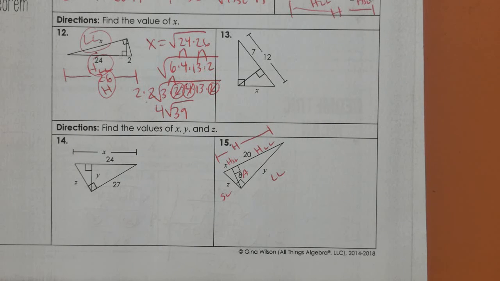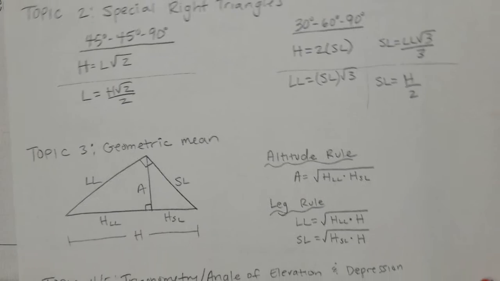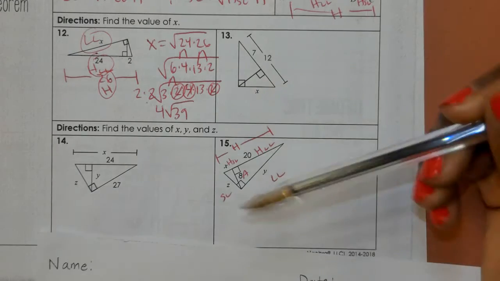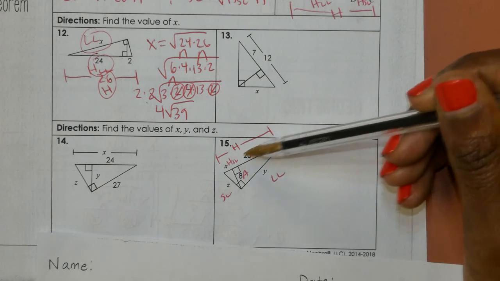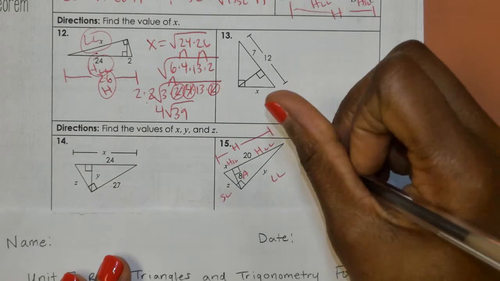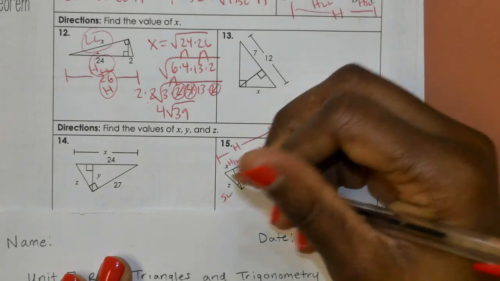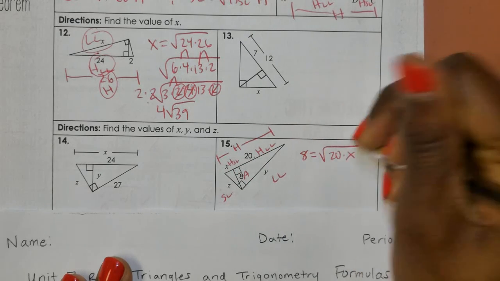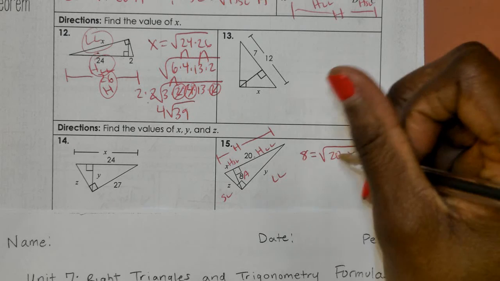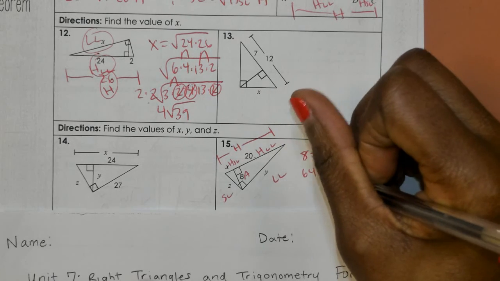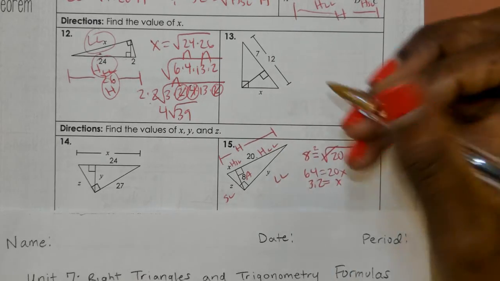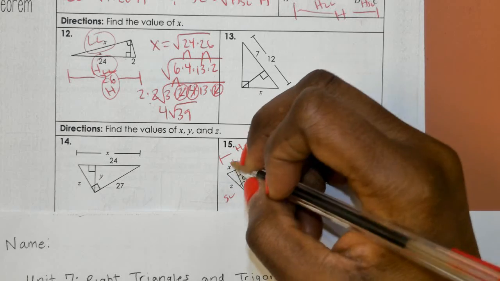So what I want to look for is in which of these equations do I have only one unknown. So out of A, HLL, and HSL, I only have one unknown. I only don't know x, so I actually can solve that first. So I'm going to do 8, which is the altitude, is equal to the square root of HLL times HSL, and I can solve that equation. So squaring both sides, you get 64 equals 20x. x equals 3.2.